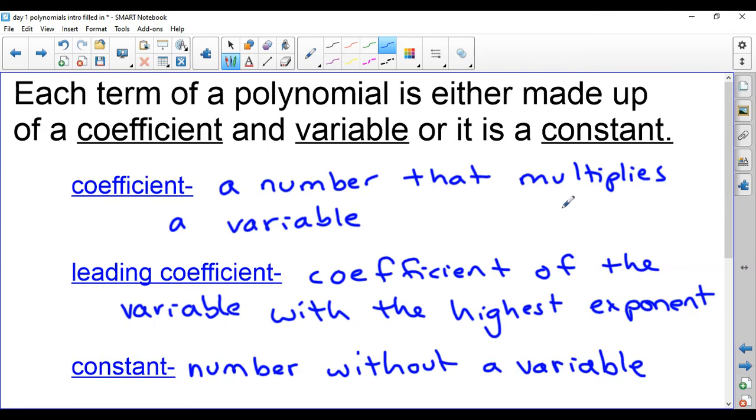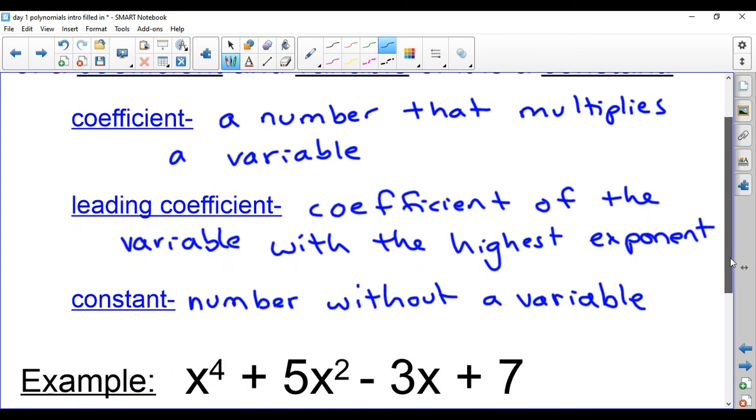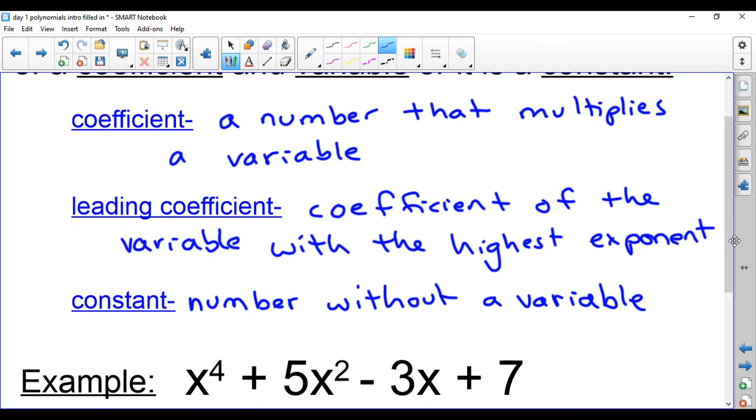The next terms all refer to the things that are within the polynomial. Each term of a polynomial is either made up of a coefficient and variable, or it is a constant. We've talked about coefficients before. A coefficient is a number that multiplies a variable. We talk specifically about the leading coefficient. The leading coefficient is the coefficient of the variable with the highest exponent.